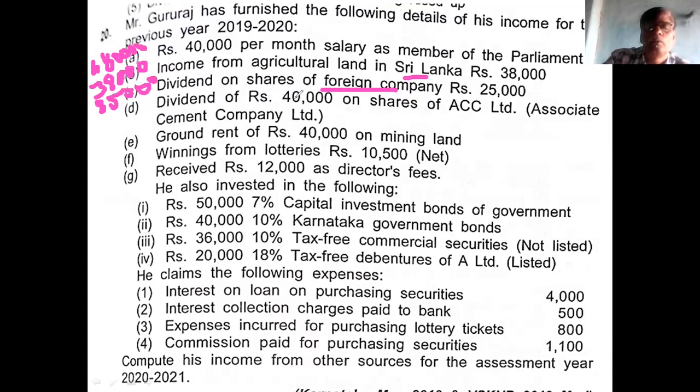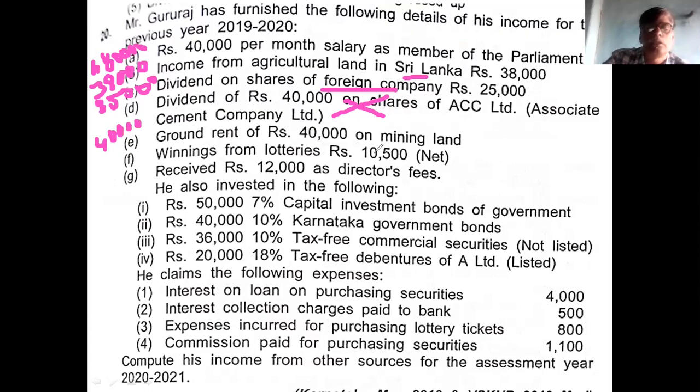Then dividend of rupees 40,000 on shares of ACC Limited. ACC Limited is an Indian company, so dividend on this is exempted from tax. Then ground rent 40,000 on mining, that is taxable. Ground rent 40,000.